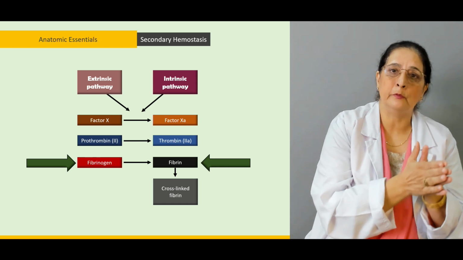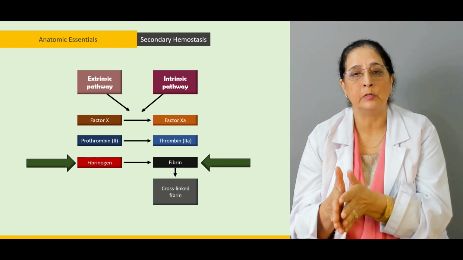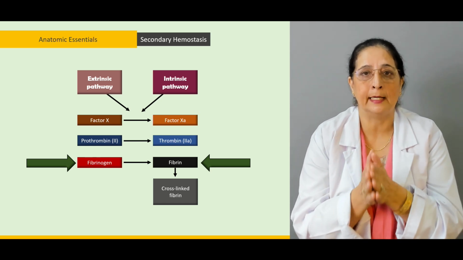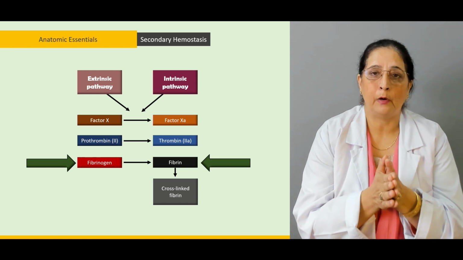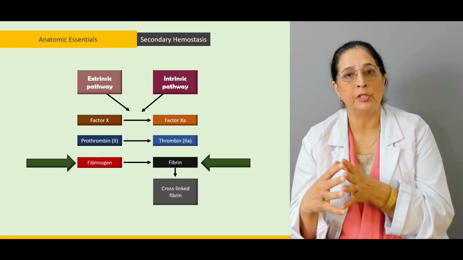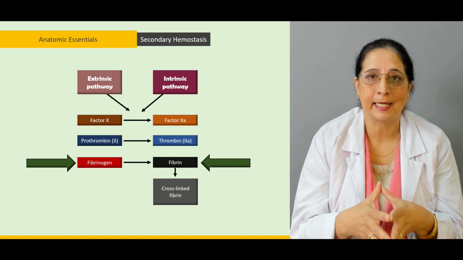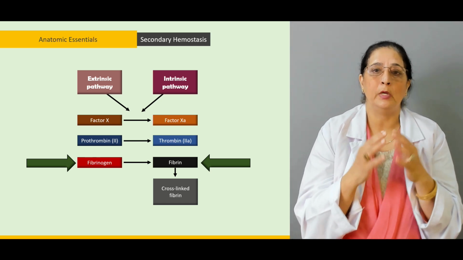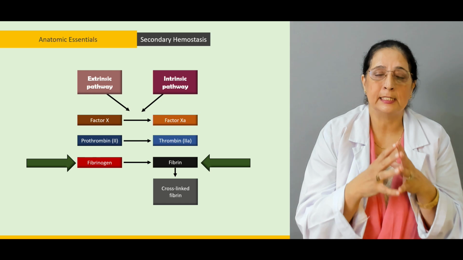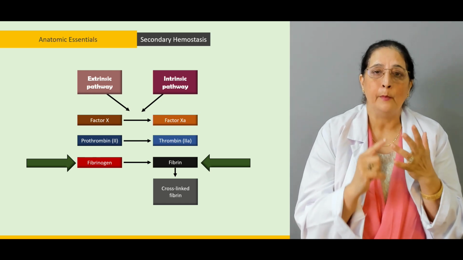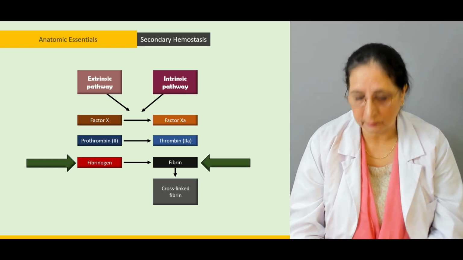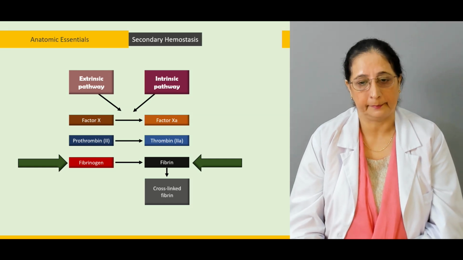We have primary hemostasis, we have secondary hemostasis. Primary hemostasis is mainly vasoconstriction and platelet activation with the help of fibrinogen and von Willebrand factor. Then secondary hemostasis is the coagulation cascade. In this coagulation cascade, we have the intrinsic pathway and the extrinsic pathway. Factor 10 is converted to 10A, prothrombin to thrombin, fibrinogen to fibrin, and this forms the cross-linked fiber.